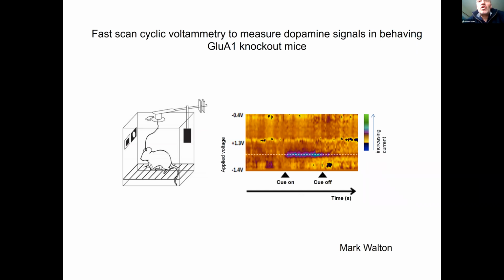And so over the last few years, in collaboration with my close colleague Mark Walton in Oxford, we've tried to get a way of measuring dopamine levels in these GluA1 knockout mice. And to do that, we've used an approach called fast scan cyclic voltammetry, which is a voltammetric approach which gives you a real-time readout of phasic dopamine signals in the brains of behaving animals. And this purple blob here is dopamine. And this, interestingly, is the dopamine response to a neutral light cue.